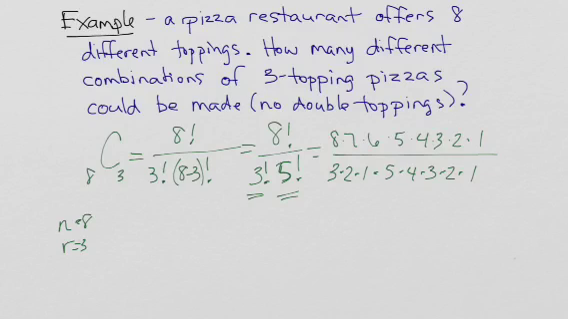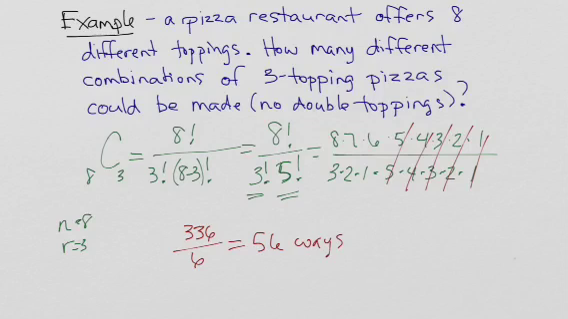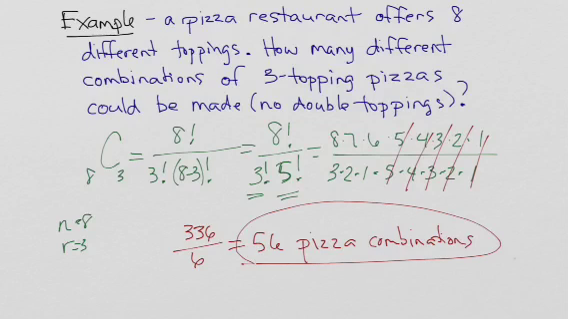Alright, let's cancel out the things that match. Match, match, match, match, match. And what's left? Well, in the numerator, we got 8 times 7 times 6, which makes 336. The denominator, we end up with 3 times 2 times 1, which makes 6. Divide those out, and there are 56 different ways, or in this case, not necessarily ways, 56 different pizza combinations. And that's a lot of different possibilities.